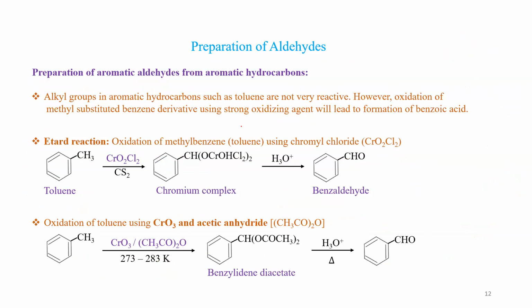Then for making benzaldehyde, we have the Etard reaction. Toluene, methyl benzene, is treated with CrO2Cl2 in carbon disulfide as solvent. So we get this chromium complex, benzene ring CH(OCrOHCl2) twice. This on treating with aqueous solution of an acid, we get benzaldehyde.